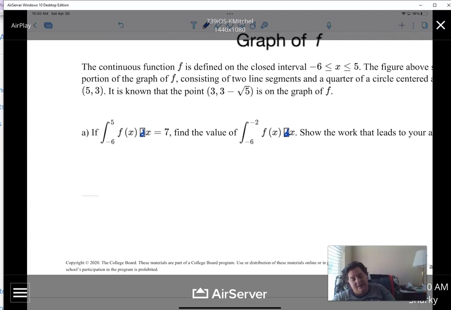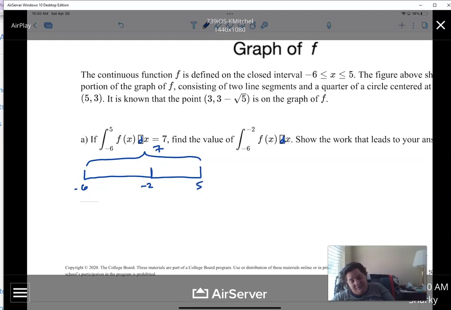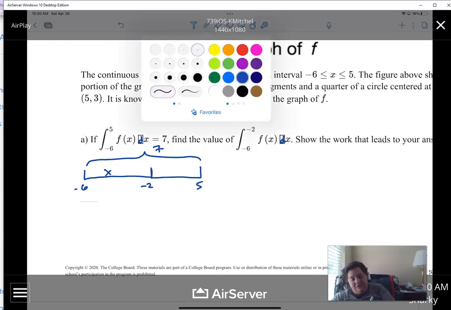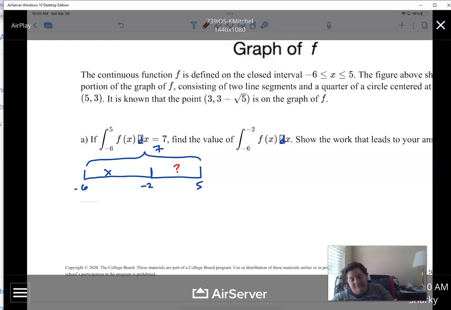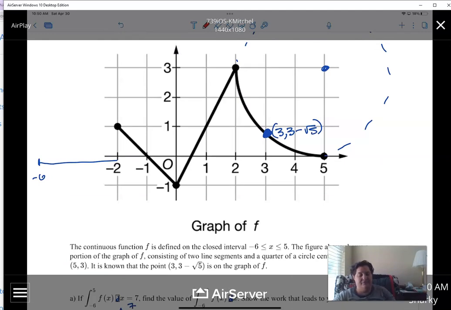Okay, you guys, I can make a statement. You know how we would sometimes do it like this. If I put it in order, -6 to -2, -2 to 5, and then the whole thing. This one says the whole thing, -6 to 5, is 7. This one says -6 to -2 is what I'm looking for. And so what I need to find from my graph is probably -2 to 5. So I'm looking for the integral from -2 to 5.